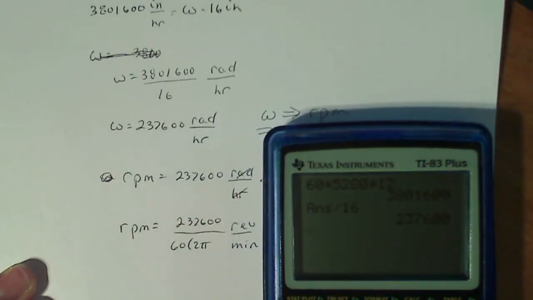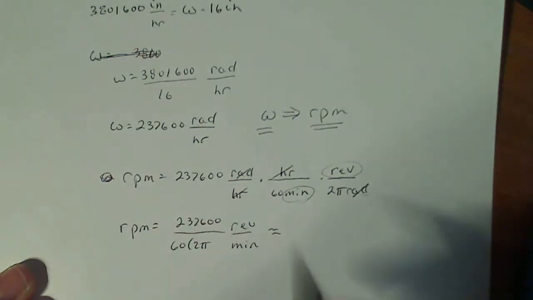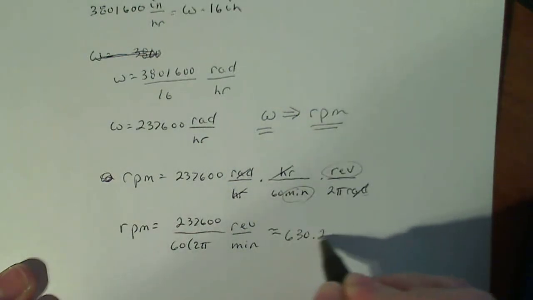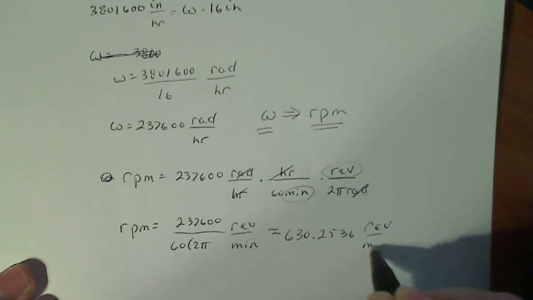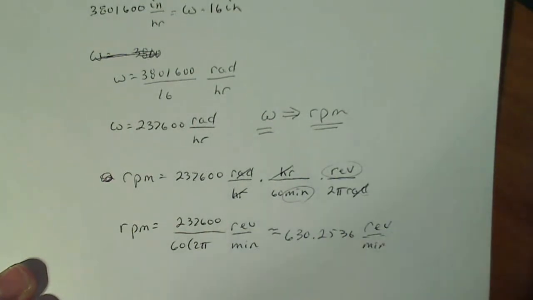Let's see what this number turns out to be. 237,600 divided by 60 times 2 pi. Make sure that the 60 and the 2 pi are multiplied together with parentheses around them. So that's 630.2536 revolutions per minute. Now that makes sense because the car is going pretty fast. It's going 60 miles per hour, a truck in this case.